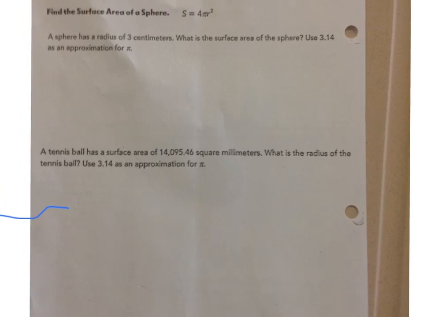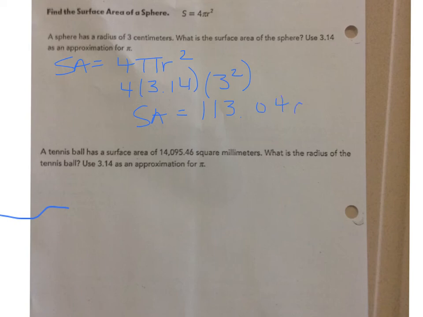All right, last two. Okay, so now we're doing surface area. A sphere has a radius of 3 centimeters. What is the surface area of the sphere? Okay, so surface area equals 4 pi r squared. So 4 times 3.14 times 3 to the second power. You plug all that in your calculator, and you get surface area equals 113.04 centimeters squared, and it's squared since it's area.